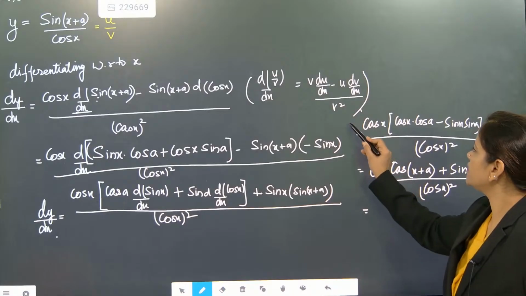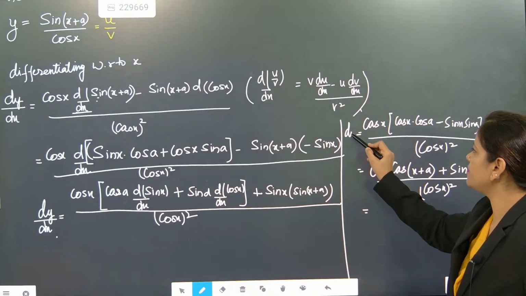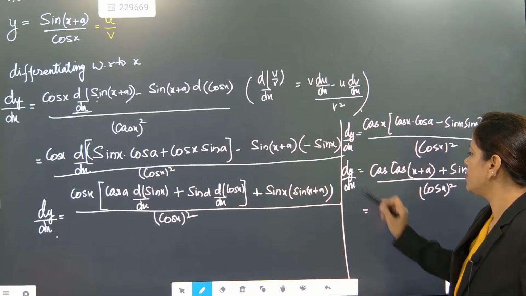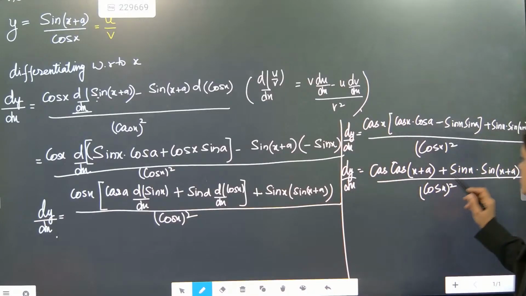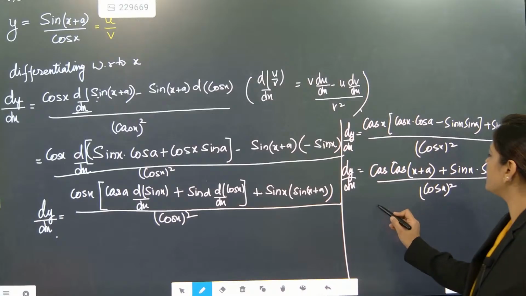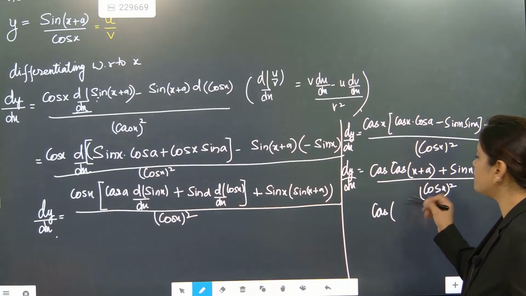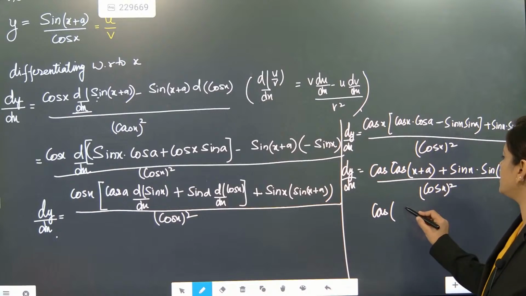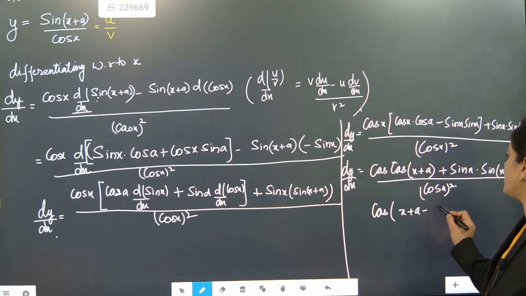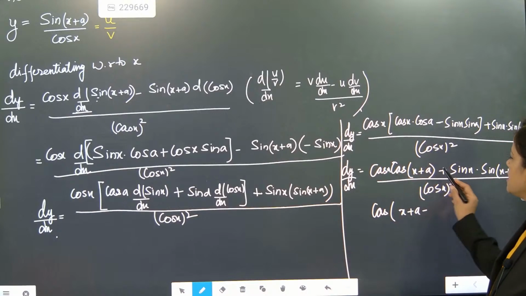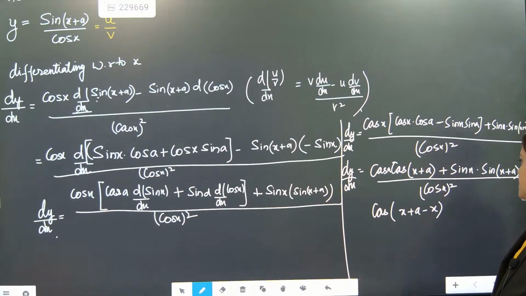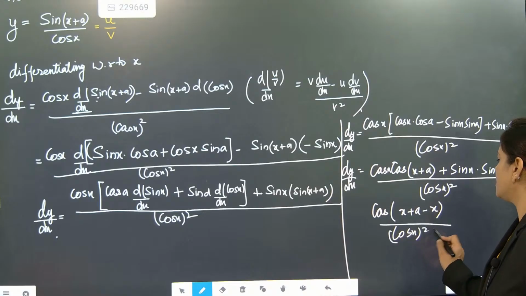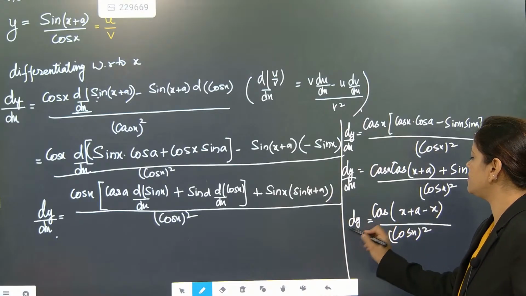Check here. Here dy by dx will be there, in all the places dy by dx equal to. Now beta, this is coming as cos a cos b plus sin a sin b. So our answer will become cos of a minus b. Correct? Cos of a minus b. So we can write x plus a minus x, here cos x is there. So the denominator part will become cos x whole square.